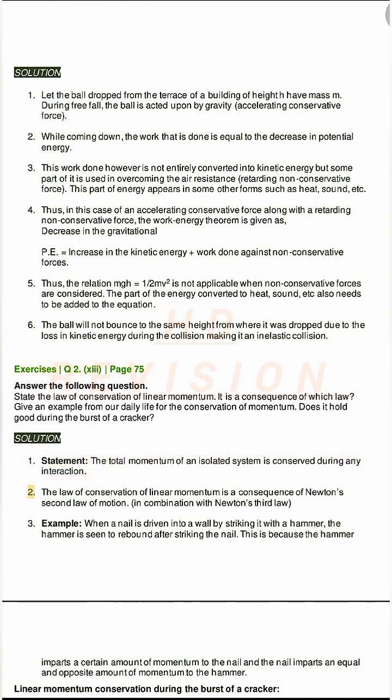2. The law of conservation of linear momentum is a consequence of Newton's second law of motion, in combination with Newton's third law. 3. Example. When a nail is driven into a wall by striking it with a hammer, the hammer is seen to rebound after striking the nail. This is because the hammer imparts a certain amount of momentum to the nail and the nail imparts an equal and opposite amount of momentum to the hammer.